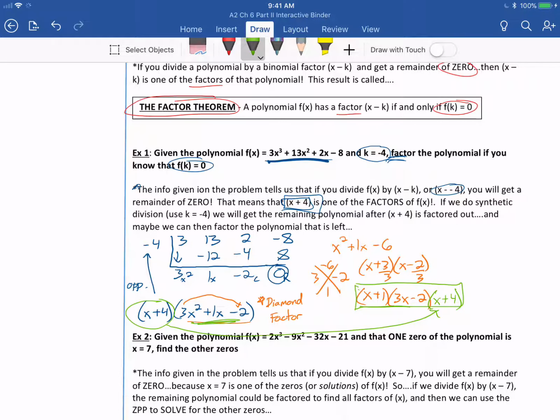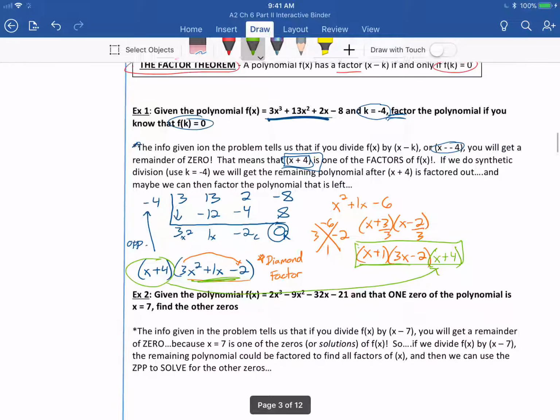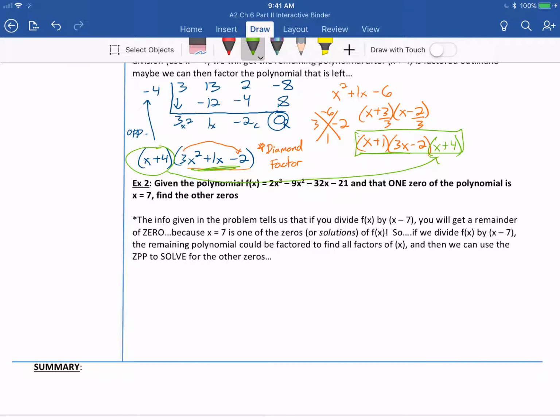All right, so they give us one of the factors, and then you have to factor it using that to find the other factors. All right, so now in this next one, it gives us one of the zeros, and then you need to find the rest of the zeros. So what we have to do here is we have to factor, then set factors equal to 0. All right, so we're going to factor it the same way.